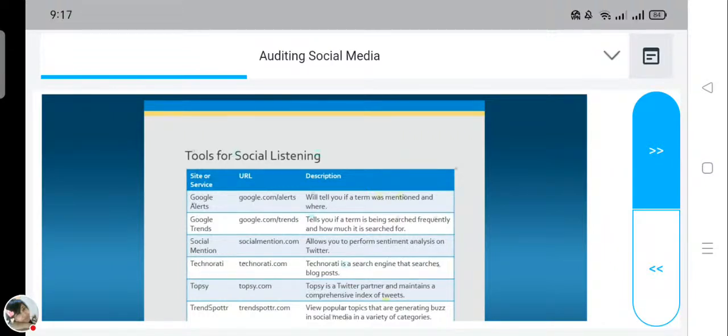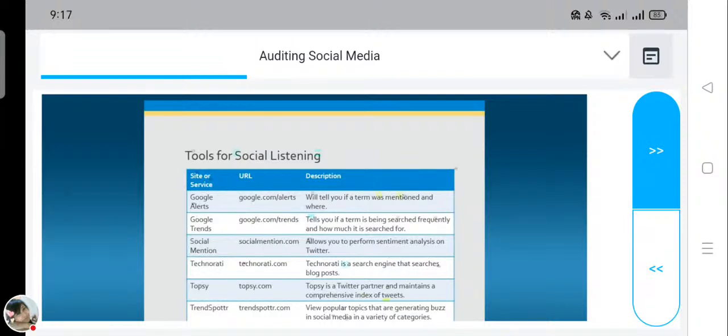Some of those are put forth by Google. Google has a tool, for instance, called Google Alerts, where you can put in a term or perhaps your organization name, and Google will alert you anytime that term or name is mentioned and tell you where it was mentioned. This is much easier for you than going out and having to find these mentions yourself. There's also a tool from Google called Google Trends that will tell you if a term is being searched frequently, how much it's being searched.